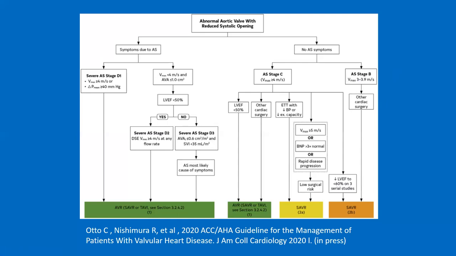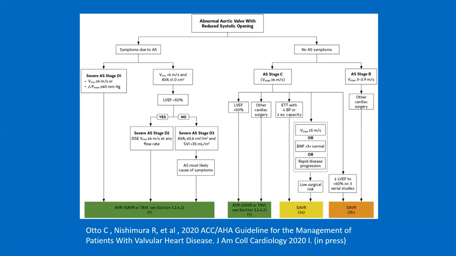And if the patient is asymptomatic but has severe aortic stenosis, here you see it's only based on the Vmax, or velocity maximal, equal to or more than 4 meters per second, then we look at the left ventricular ejection fraction. If LVEF is less than 50%, they will go to aortic valve replacement, surgical or TAVI, class 1 recommendation. Class 1 recommendation also applies if the patient is in stage C, in other words, asymptomatic but severe AS, and undergoes other cardiac surgery.